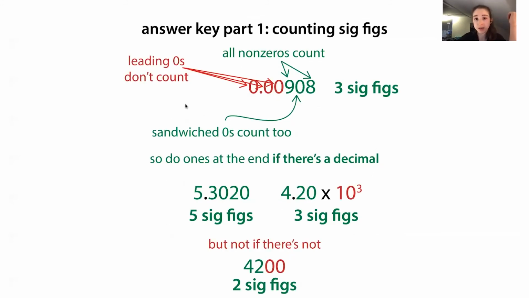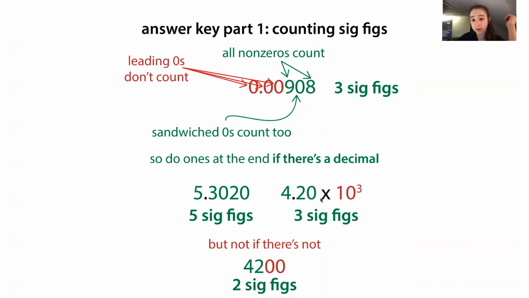When we're just counting significant figures, if we have 0.00908, the leading zeros don't count, and all the non-zeros count. And the sandwich zeros count. So we have 3 significant figures. And zeros also count if they're at the end. Zeros only count if they're at the end after a decimal place. So this would have 5 sig figs, and this would have 3 sig figs.